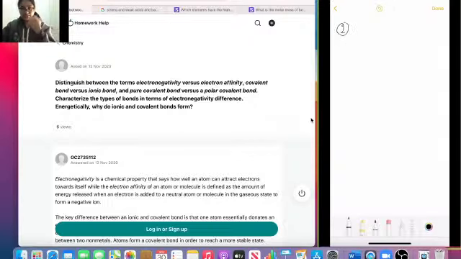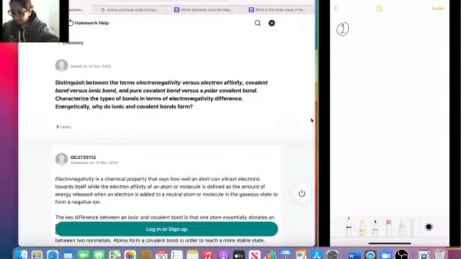So our second question here says, distinguish between the terms of electronegativity versus electron affinity, covalent bond versus ionic bond, and pure covalent bond versus a polar covalent bond. Characterize the types of bonds in terms of electronegativity difference energetically. Why do ionic and covalent bonds form? Okay, so there are a lot of questions here that we need to address.